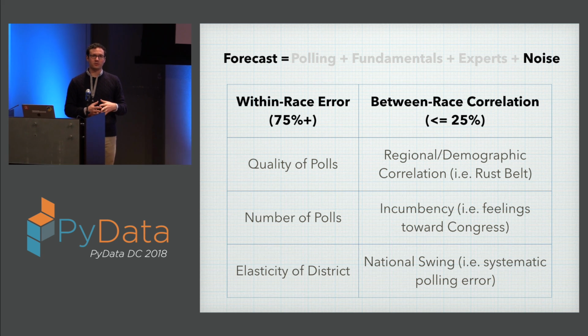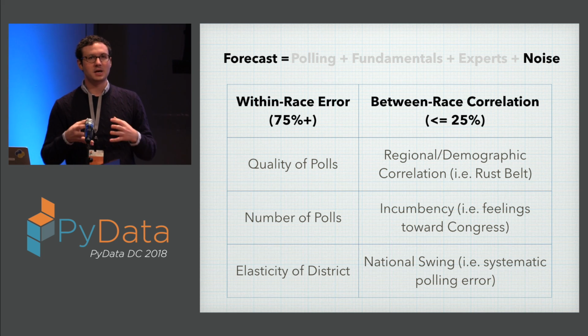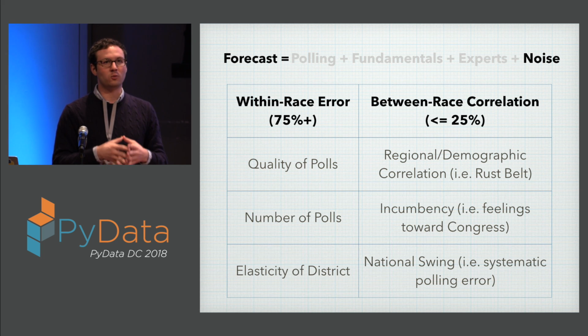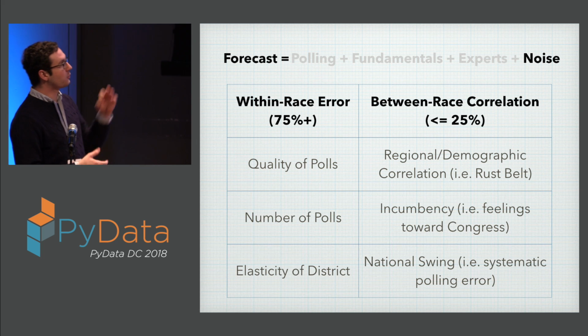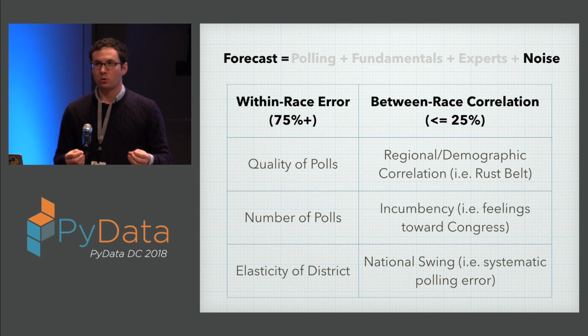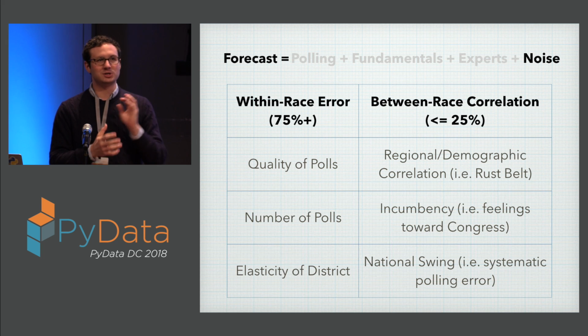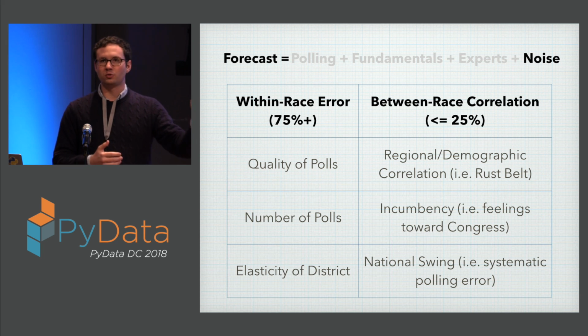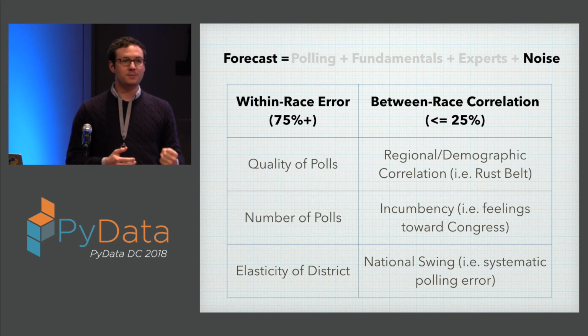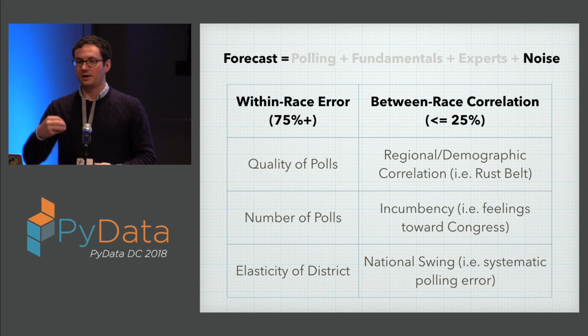So this between race correlation recognizes the fact that there are some trends and some things that individual polls might miss, but as a whole, we need to take into account when we're doing forecasts. So 3 examples here. First is a regional or demographic correlation. So perhaps polls or fundamentals, all of the components that go into the forecast, are underestimating a certain group of individuals for whatever reason. So maybe we are underestimating the impact of Latino voters in the upcoming election. Or perhaps we are overestimating the impact of a different group of voters, high-income voters, in the upcoming election.